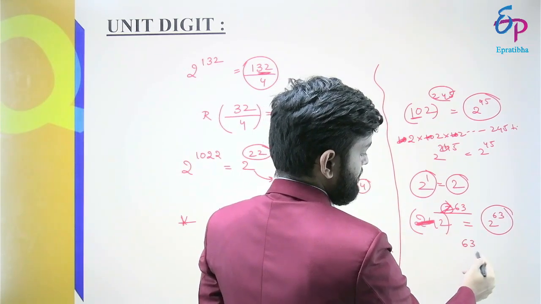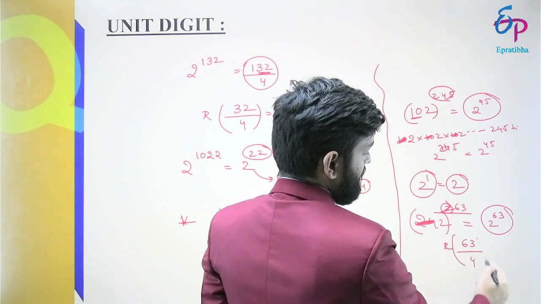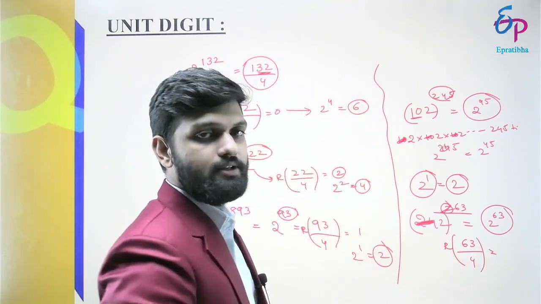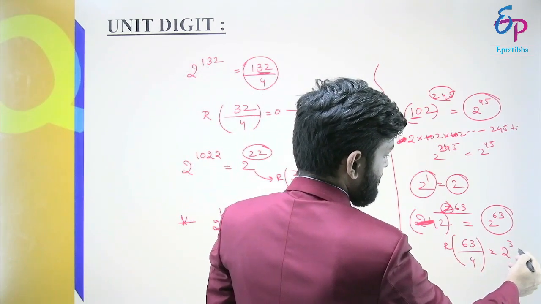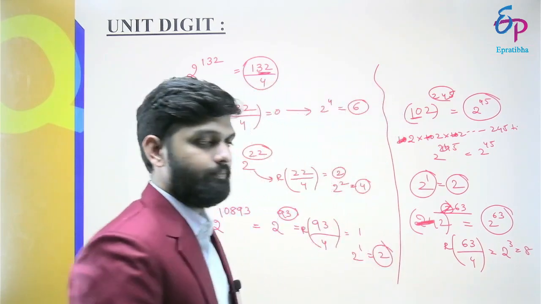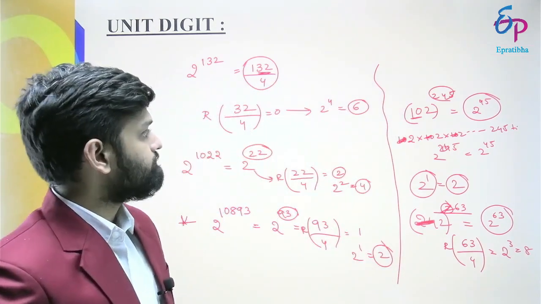You take the 63, divide it by 4, and take the remainder. 4 15s are 60, that means 3 is the remainder. If the remainder is 3, you have to take it as 2 power 3, which is 8, the answer. Clear or not? So it is the same.